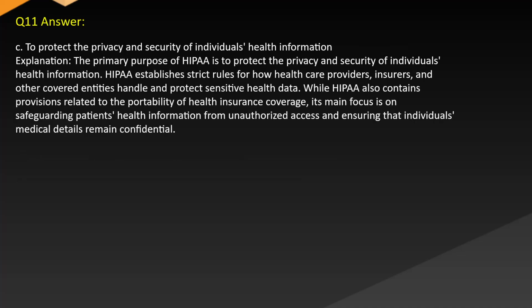Answer: C. To protect the privacy and security of individuals' health information. Explanation: the primary purpose of HIPAA is to protect the privacy and security of individuals' health information. HIPAA establishes strict rules for how healthcare providers, insurers, and other covered entities handle and protect sensitive health data. While HIPAA also contains provisions related to the portability of health insurance coverage, its main focus is on safeguarding patients' health information from unauthorized access and ensuring that individuals' medical details remain confidential.